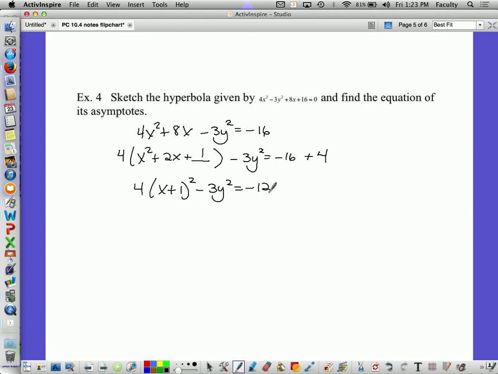What do we need to do to both sides of this equation? Negative 12. Okay, so this is going to give me (x plus 1) squared over negative 3 plus y squared over 4 equals 1. Now, we haven't seen one like this. We haven't seen it where it was equal to a negative, and then what's happening here, Tyler?